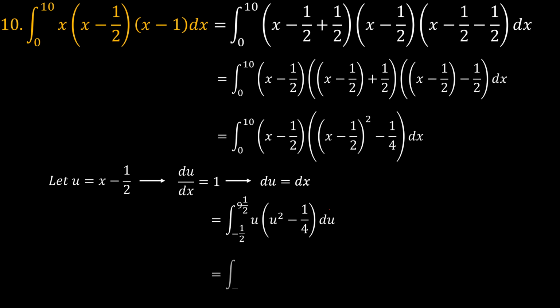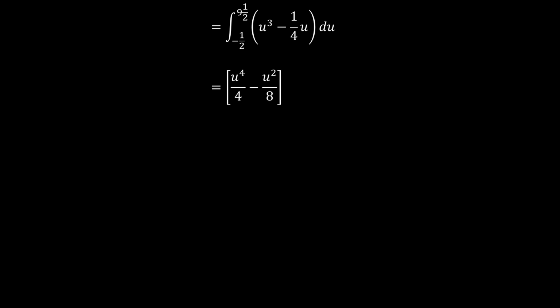Okay, so du. And so we have the integral from u equals negative a half to u equals a half of u cubed minus a quarter u. And that becomes u to the power 4 over 4 minus u squared over 8 here. And we can pull u squared over 4 out. So you have u squared over 4, u squared minus a half. And then we have our limits applied appropriately.